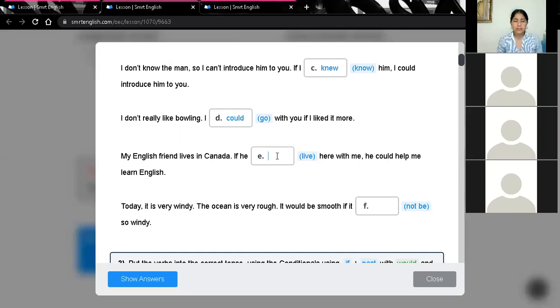Okay, Guillermo, letter E, please. My English friend lives in Canada. If he would live here with me, he could help me learn English. You can't use would with the if clause. You use the past tense with if. If he lived here with me, he could help me learn English. Is that better? Yes, it's in past tense.